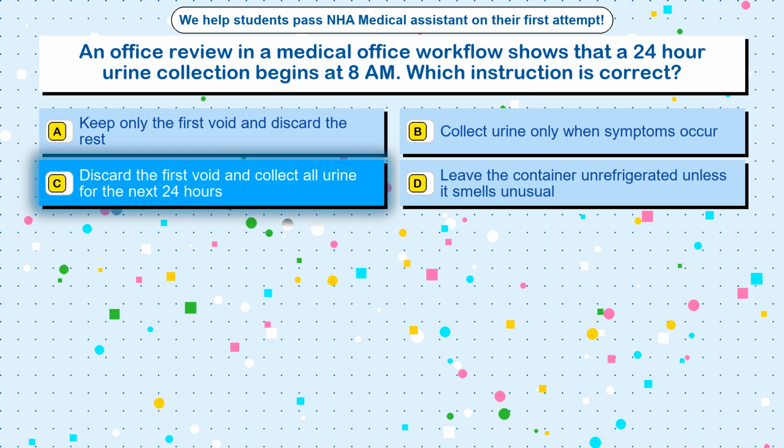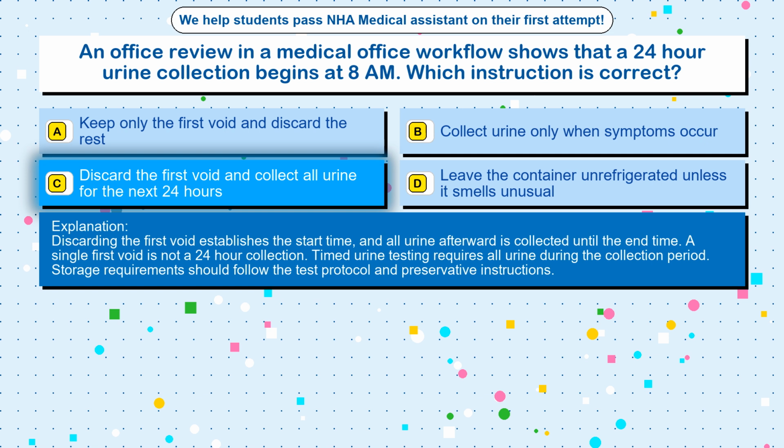The correct answer is option C, discard the first void and collect all urine for the next 24 hours. Discarding the first void establishes the start time, and all urine afterward is collected until the end time. A single first void is not a 24-hour collection. Timed urine testing requires all urine during the collection period. Storage requirements should follow the test protocol and preservative instructions.